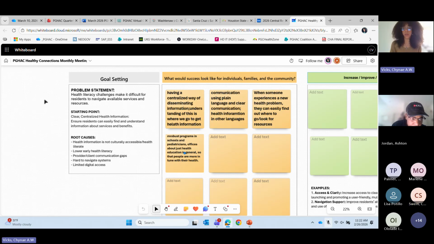No, I love that. It touches on some of the root causes that we talked about, limited digital access, the health literacy at younger ages, and making sure that it's across the spectrum, as well as inclusive for all families of different cultures and different languages. I love that. That's great. I see Miss Tanya with a virtual hand.